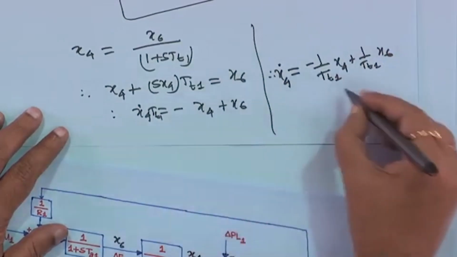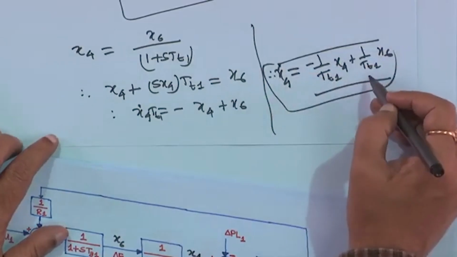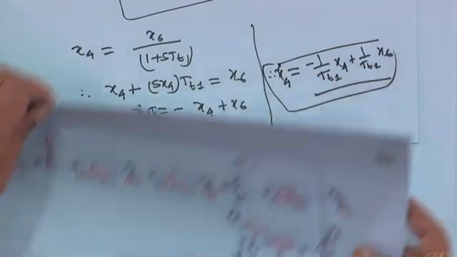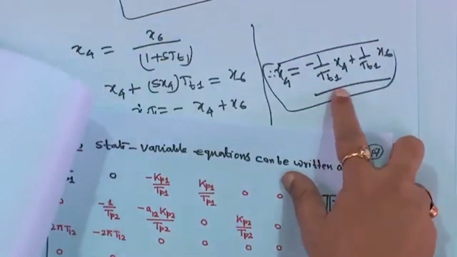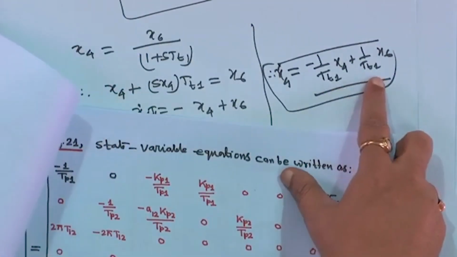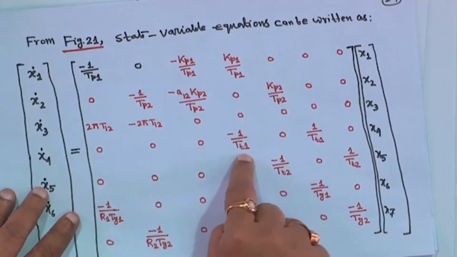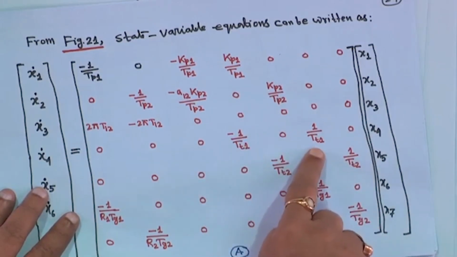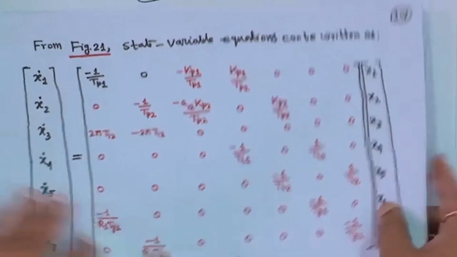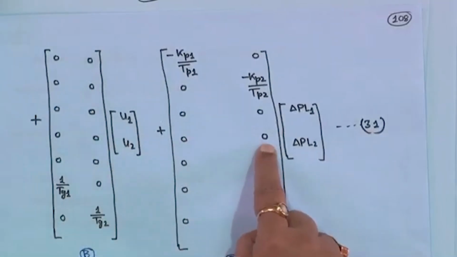So, here also no u is involved, no delta PL is involved, only these two elements will be there in that A matrix, right. So, if you see the x4 dot, it is minus 1 upon T1 x4 plus 1 upon T1 x6. Look, all are 0, first 3 are 0, minus 1 upon T1 into x4, fifth one is not there, then 1 upon T1 x6. And similarly on the fourth row, because no u, no delta PL is there, here it is 0 0, here also it is 0 0, right.